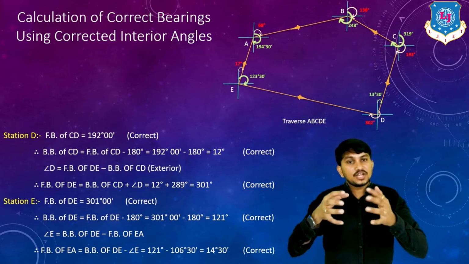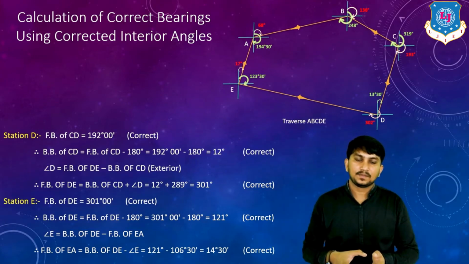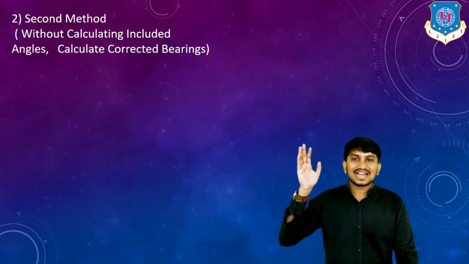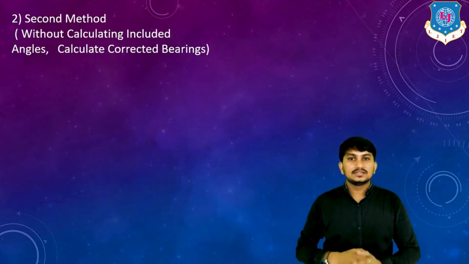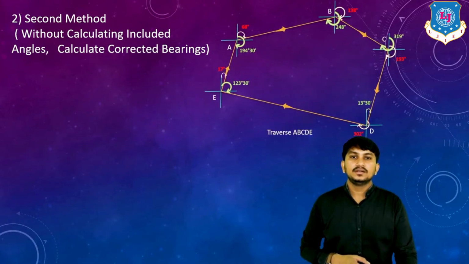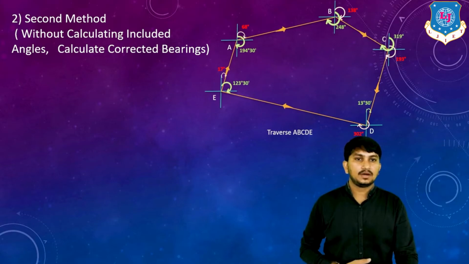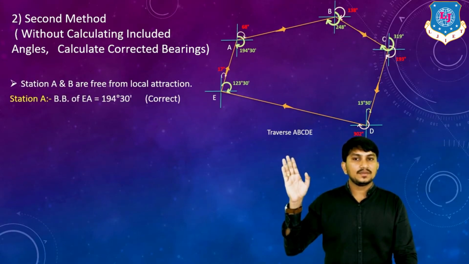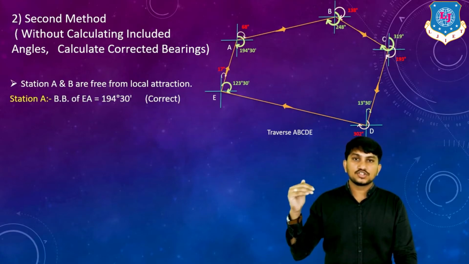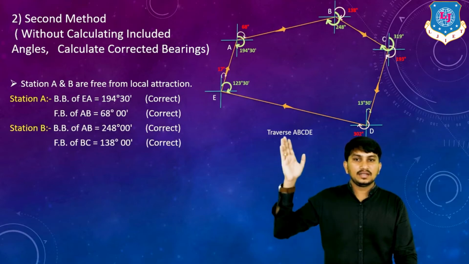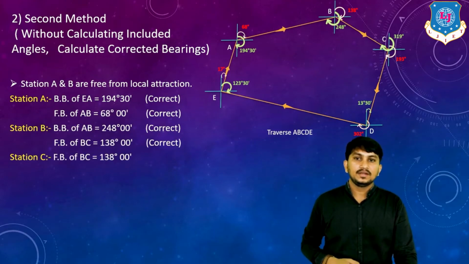So this is how we can check our bearings. Now we will use our second method, in which there is no need of calculation of interior angles. We have the data of this traverse. Stations A and B are free from local attraction, so the readings taken from stations A and B are corrected. So these values are already corrected.